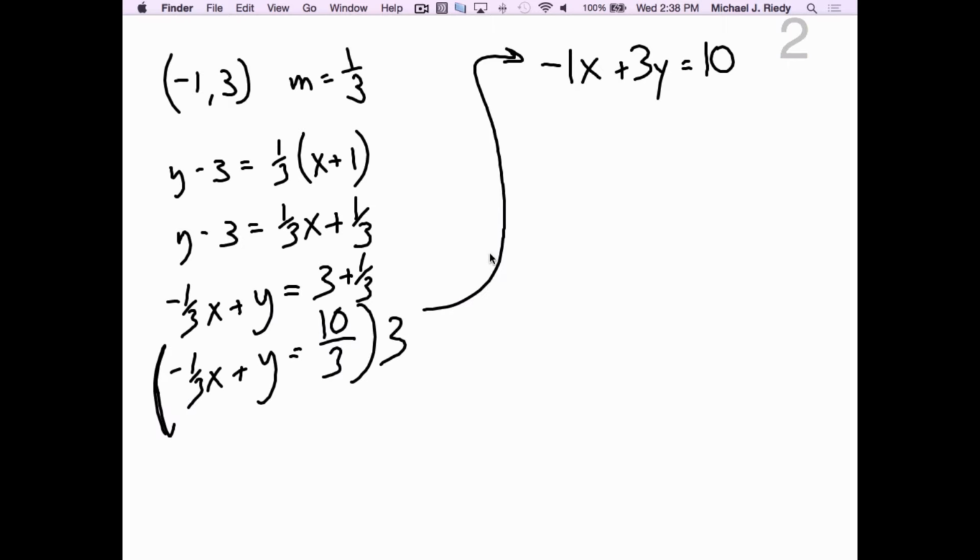The third one? Yeah, I added 3 to both sides. So it was a negative 3 over there, so I added 3 to both sides. I started with a slope of 1/3, and in standard form I got negative 1x plus 3y equals 10.